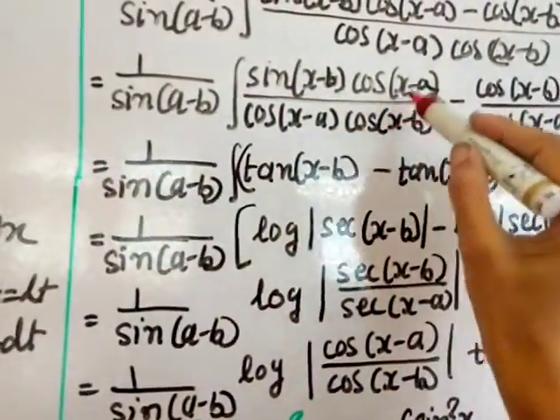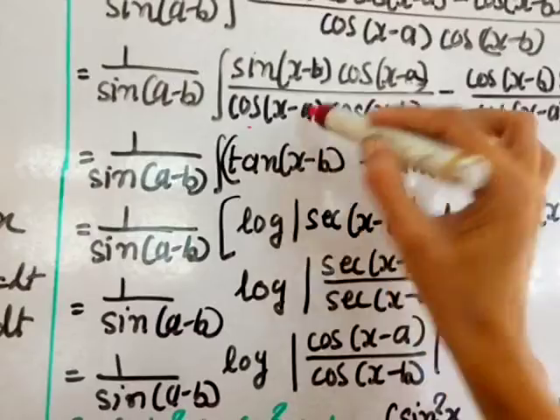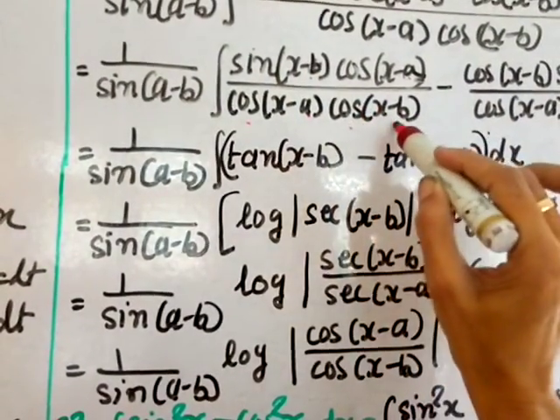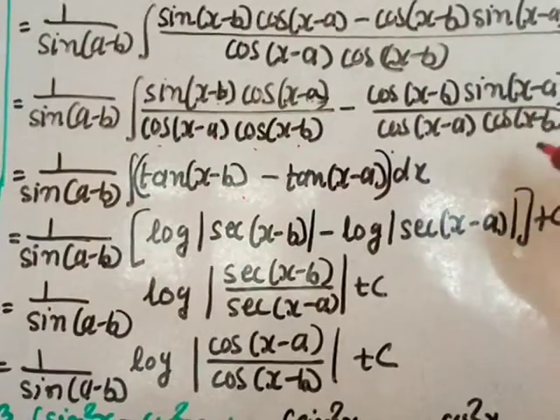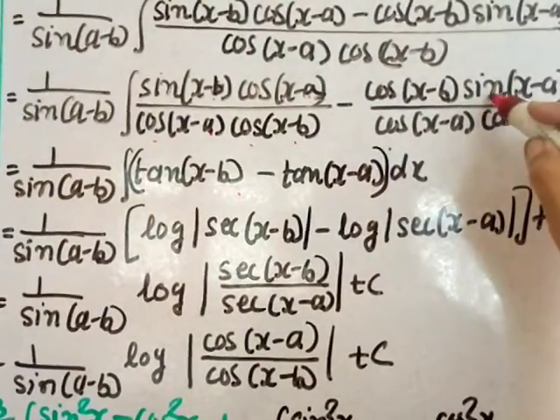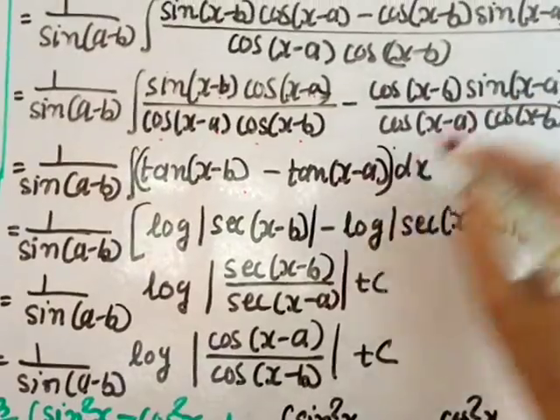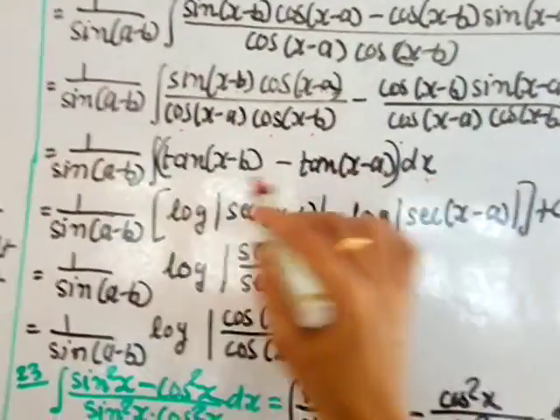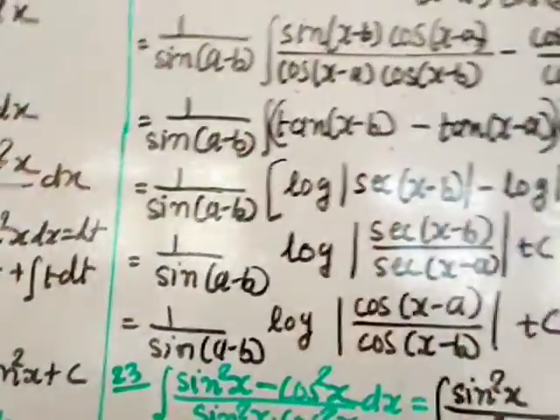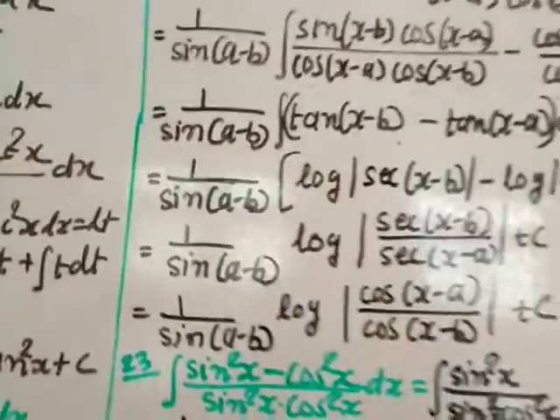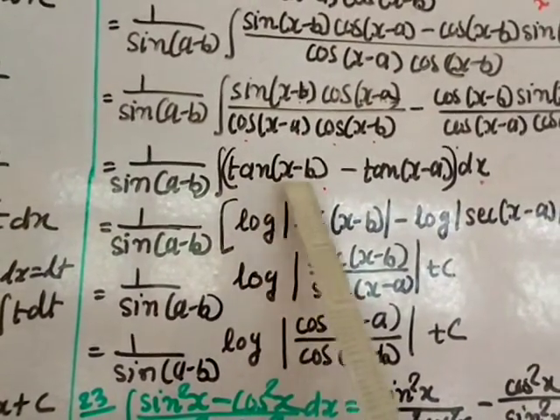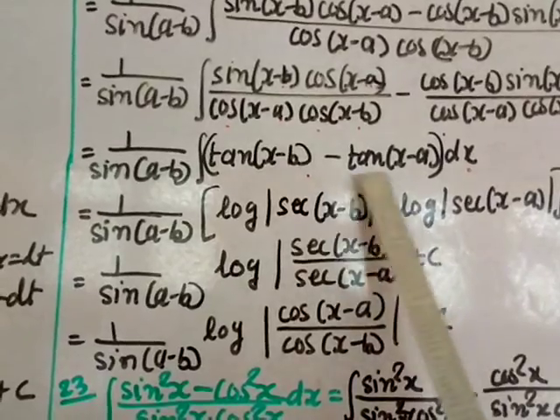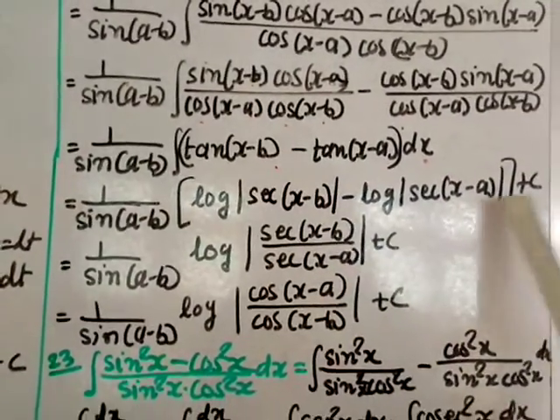See, now here cos(x minus a) and cos(x minus a) cancel. Here remains sin(x minus b) by cos(x minus b), which gives you tan(x minus b), minus here this side you can cancel cos(x minus b) cos(x minus b). So here remains sin(x minus a) by cos(x minus a), which gives you tan(x minus a) dx. Then we know the integral of tan. Integral of tan is log sec x. So here integral of tan(x minus b) is log sec(x minus b), minus here also tan, so integral is log sec(x minus a) plus c.